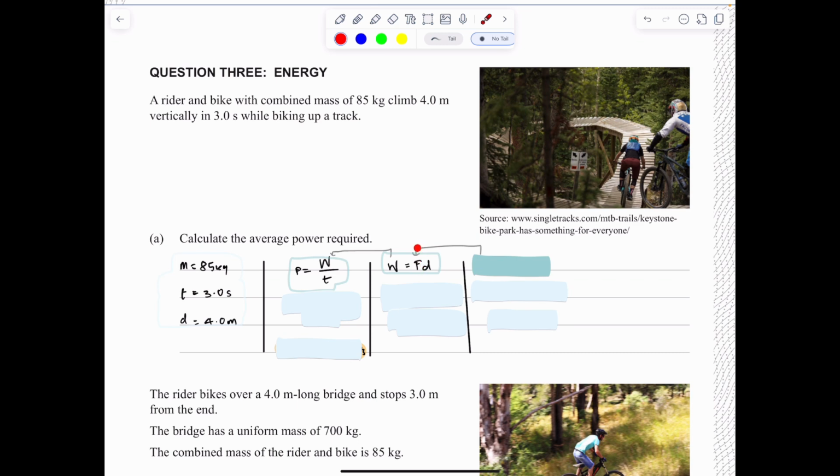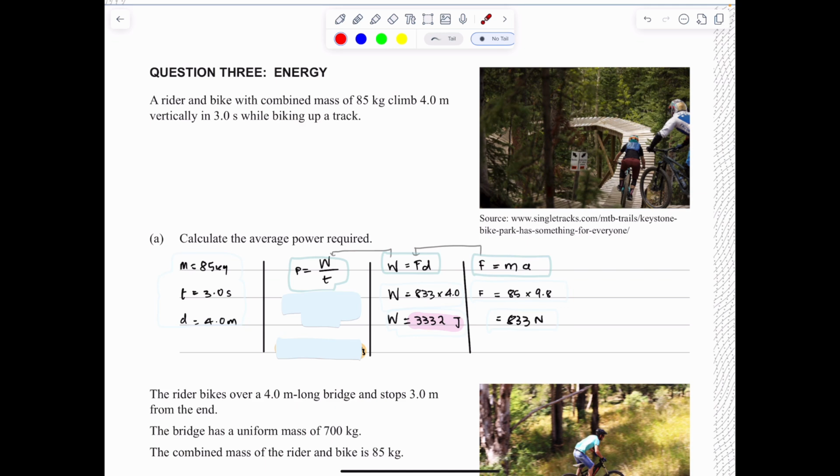How do I work out what force is? What equation shall I use? Yup, F equals ma. Let's start here, because it seems like we have mass and we know what acceleration is. It's always 9.8. Plugging in those values, I get 833 newtons. Then I can plug this force value into here. So I get work equals 833 newtons times our distance, and I get 3332 joules.